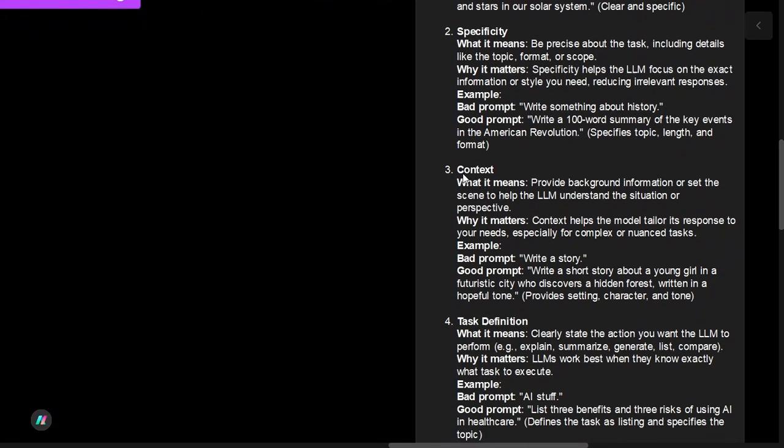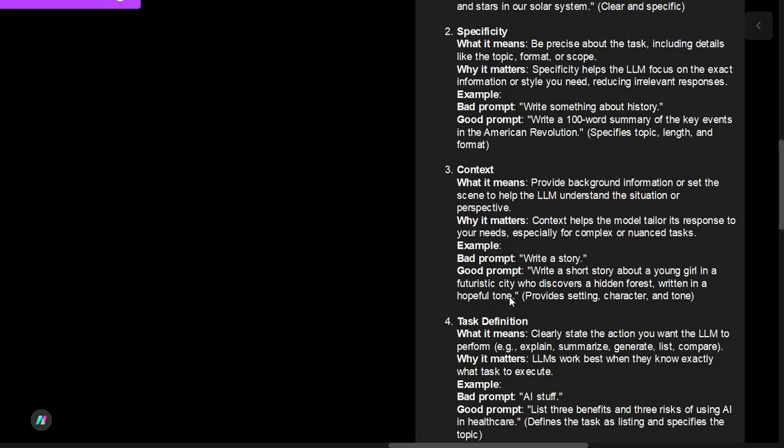An example in the case of context: "write a story" is a bad prompt. A good prompt could be "write a short story about a young girl in a futuristic city who discovers a hidden forest, written in a hopeful tone." So this is the kind of context. You're talking about a story about a young girl, in a futuristic city, and the girl has discovered a hidden forest. Or else, in my earlier example of code review, the actual Python file or Java file that I attach becomes a context for the copilot.